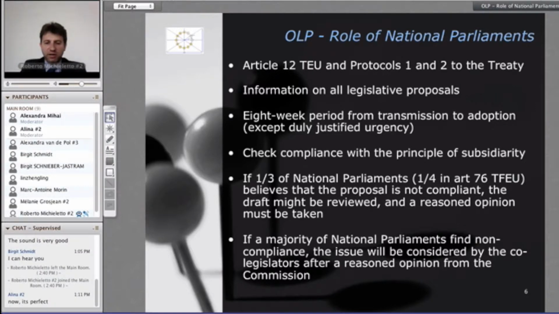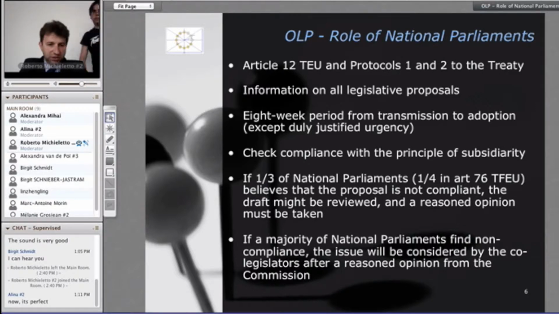So basically, you have a check from the national parliaments on the principle of subsidiarity, with two different possibilities. If one-third of national parliaments, or a quarter in Article 76, believes that the proposal is not compliant, they may ask to review the draft, and a reasoned opinion from the Commission must be given.